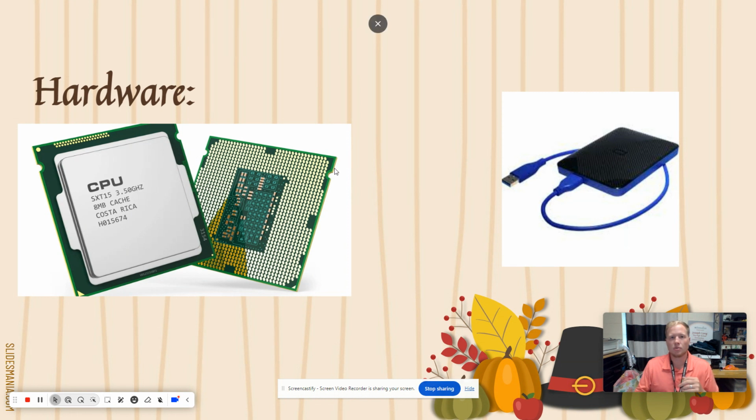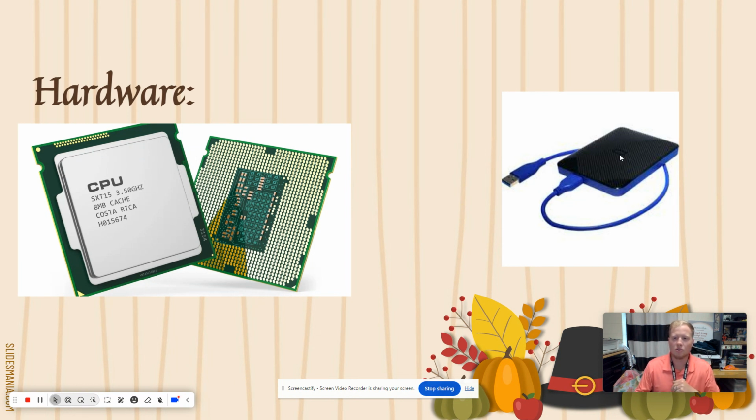Now we see some examples on the slide here of hardware. First of all, you have the CPU. That's going to your second question there. The CPU stands for Central Processing Unit. Essentially, the CPU is the brains of the computer. What you need to know is what CPU stands for and that it is the brain of the computer.